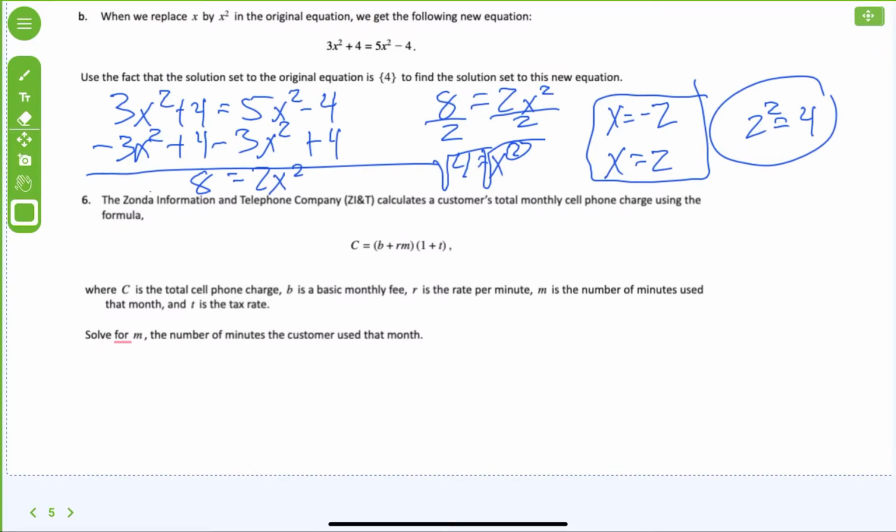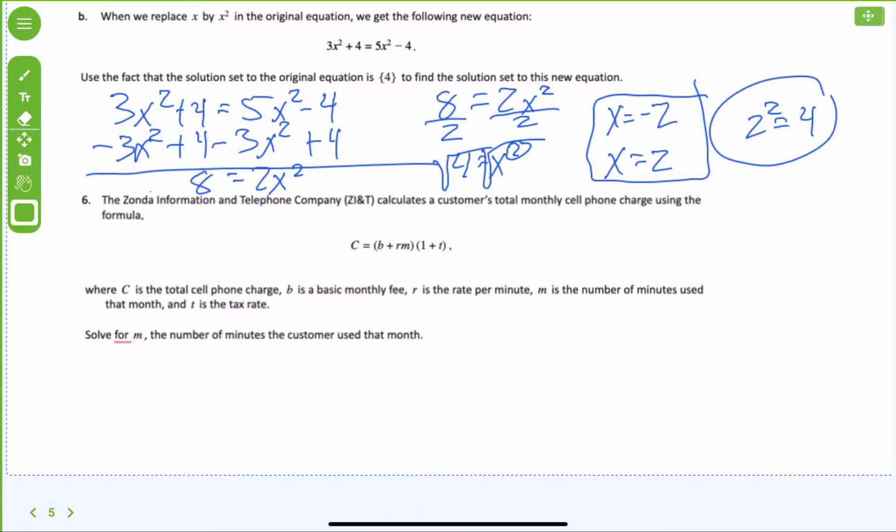All right, number 6 says the Zonda Information and Telephone Company calculates a customer's total monthly cell phone charge using the formula. And there it is. Where C is the total cell phone charge, B is the basic monthly fee, R is the rate per minute, M is the number of minutes used that month, and T is the tax rate. Solve for M, the number of minutes the customer used that month.